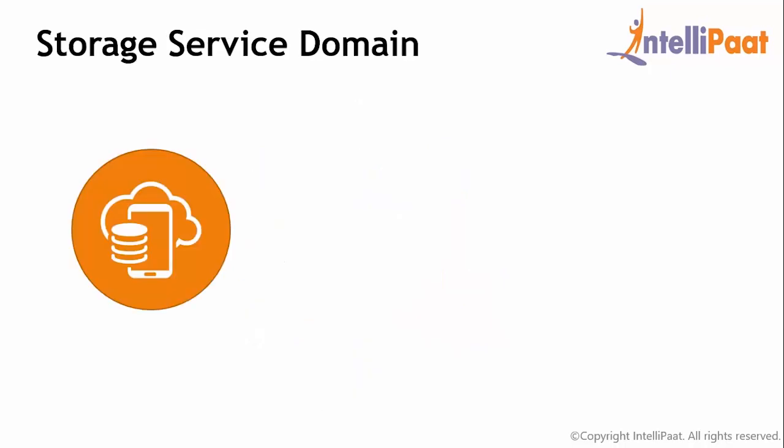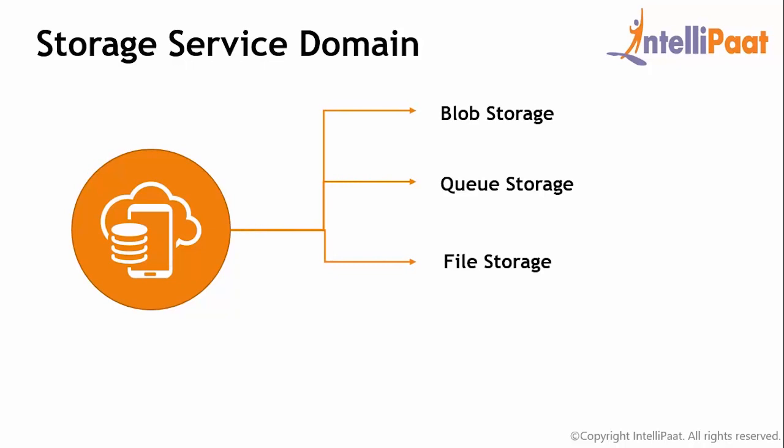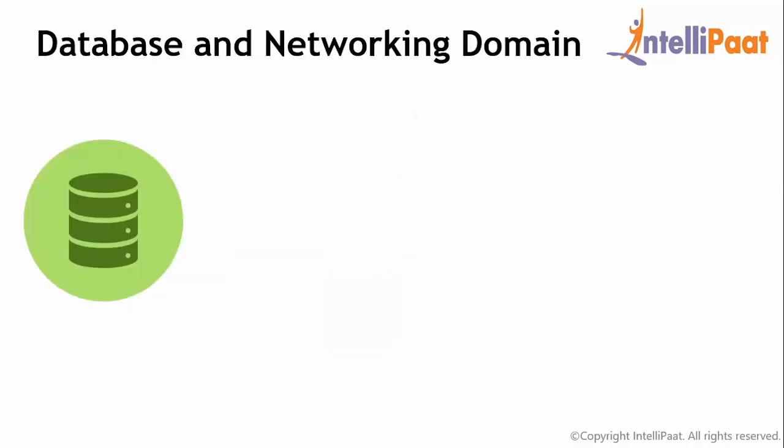And then the second domain is storage services. Now, the storage is actually used to store data in the cloud with the ability to scale as and when required. And this data can be stored in the form of either blob storage or queue storage, file storage, or table storage. Now, the third one is database domain. So, this is used to provide reliable, relational, and non relational database instances managed by Azure. And it can be SQL database, DocumentDB, or Redis cache.